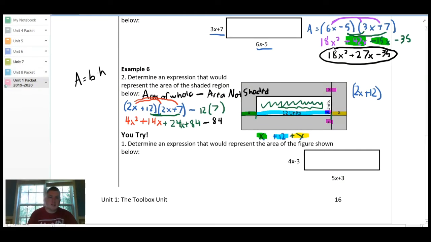The last thing I need to do is combine any like terms. I have a positive 14x here and a positive 24x here that are going to go together. And I have a positive 84 and a negative 84 that are going to go together. When I combine my like terms, that's going to give me 4x squared plus 38x. Then a positive 84 and a negative 84 are going to cancel each other out, so technically that would give me 0. But we know that adding 0 to anything is not going to change it. While you could put the plus 0 there, you don't really need to. You can just leave your answer as 4x squared plus 38x.